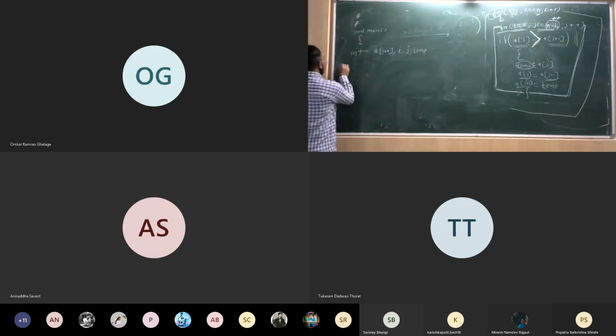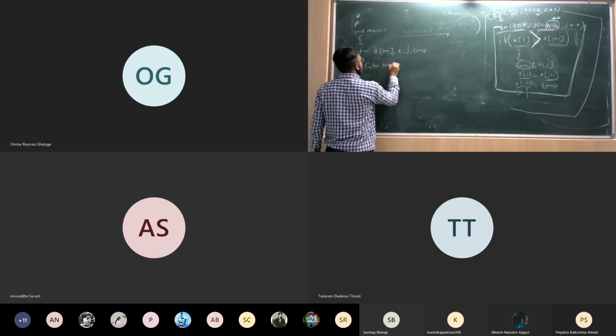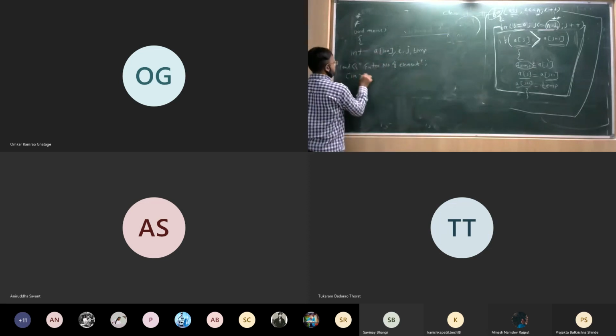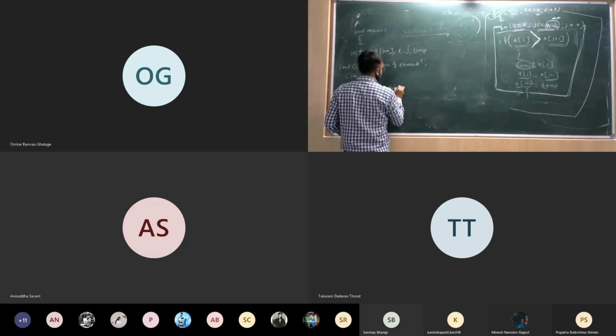So the first statement: how many elements do we need to enter? Enter the number of elements. Then we need to input all the elements also. Input values of all elements.